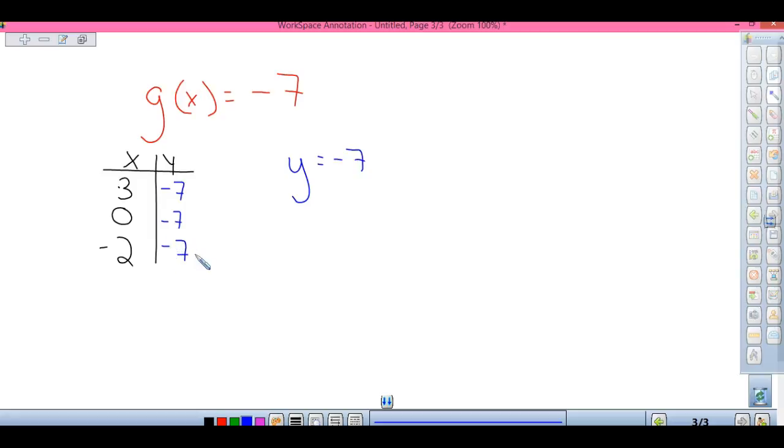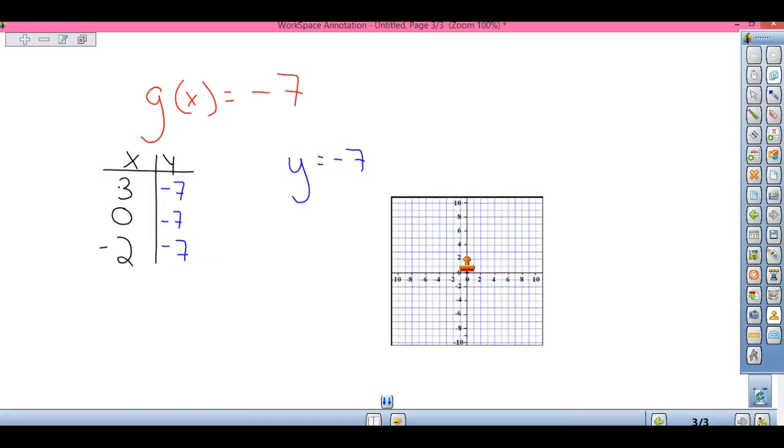Negative 7. So if I graph this, these are all different dots. I've got 3, negative 7, 0, negative 7, and negative 2, negative 7. What kind of a line do I have? Straight line. Well, all lines are straight. Be more specific. Linear. All lines are linear, that's what line means. What kind of a line is this?